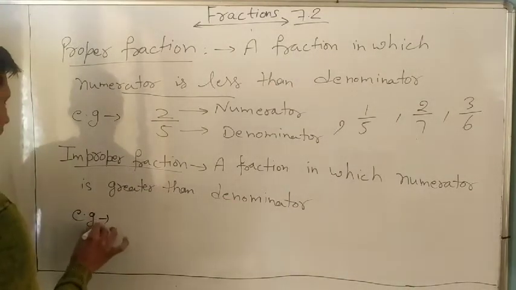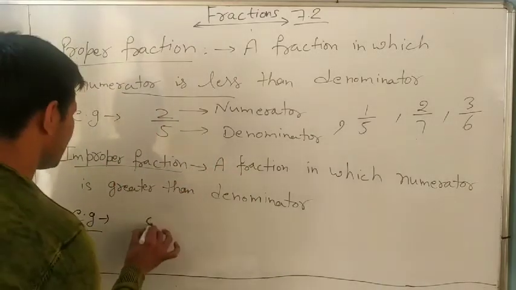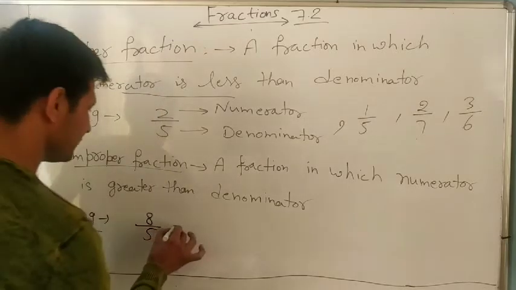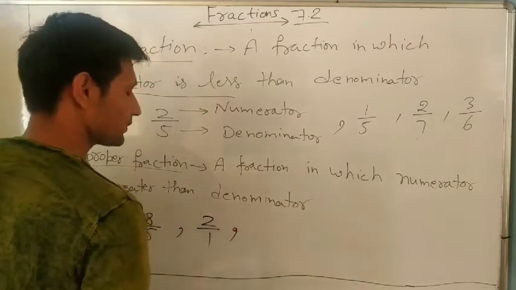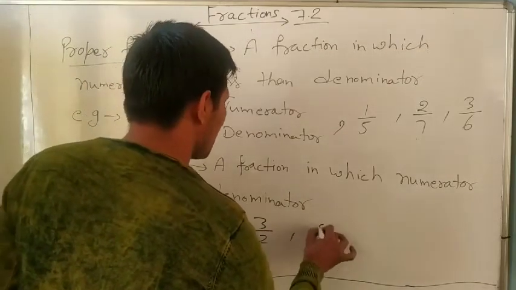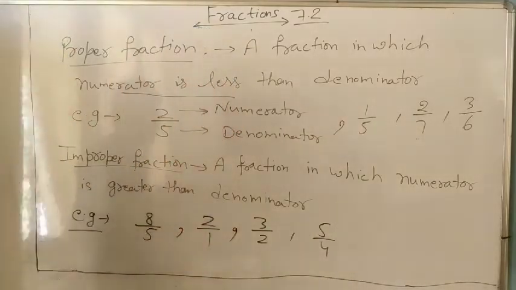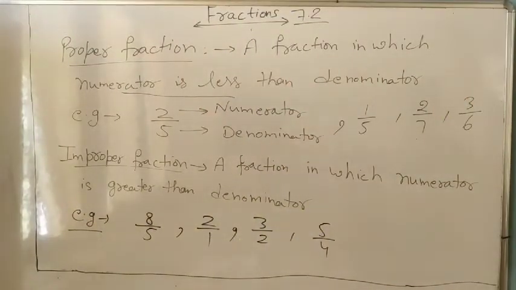Example, like this one, in the first question we represent 8 upon 5. Numerator is greater than denominator. Yes. 2 upon 1. Yes. Any more? 3 upon 2. 5 upon 5. In every case, numerator is greater. Understand? So note down it first.